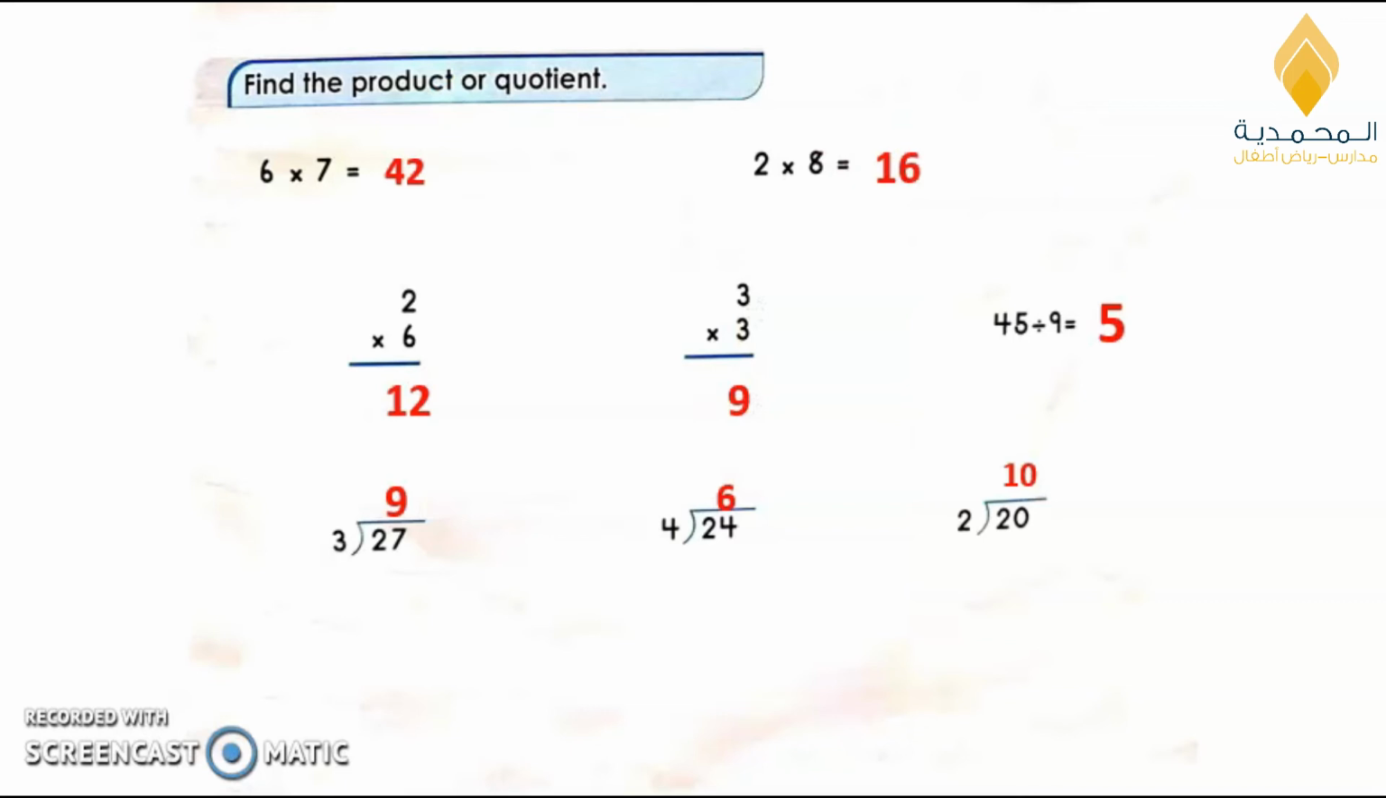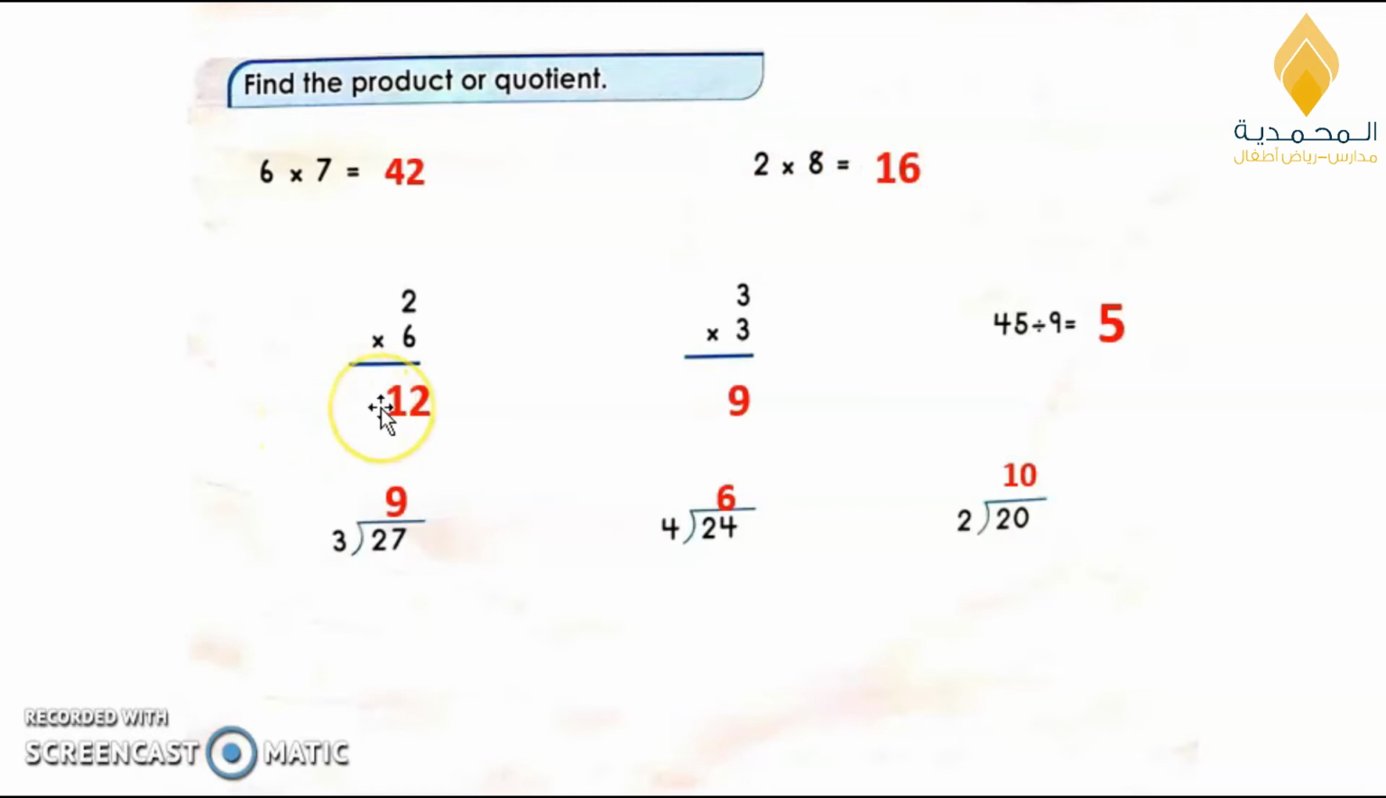Now, let's move to page 17. Find the product or quotient. Look, the product is the answer of multiplication and the quotient is the answer of the division. Okay? So, 6 times 7 is, excellent, 42. So, this is a product. Okay? 2 times 8 is, good job, 16. And again, this is a product.